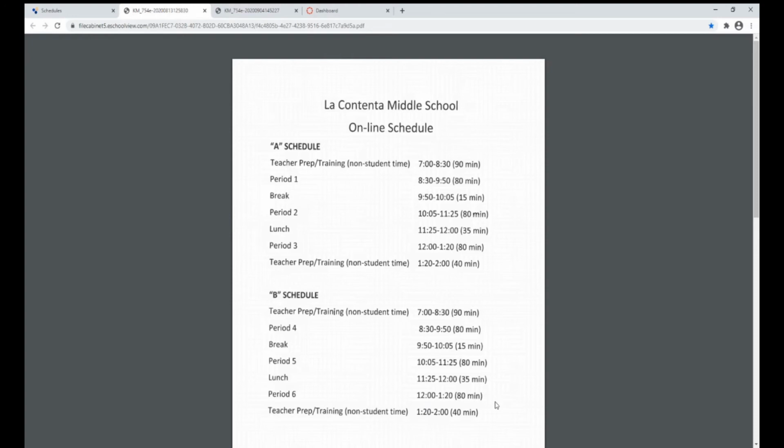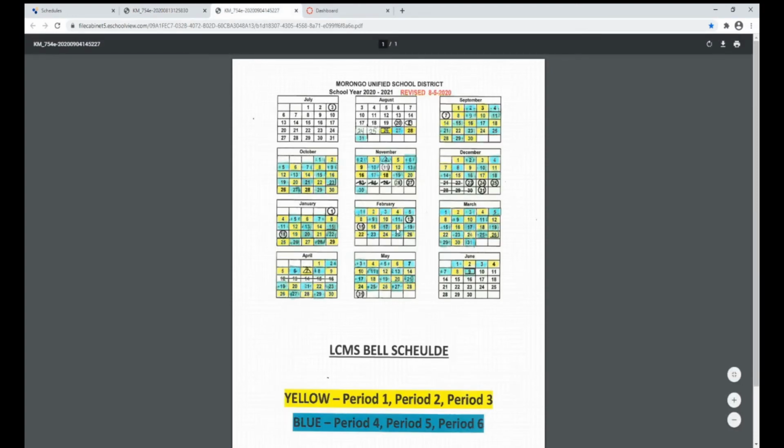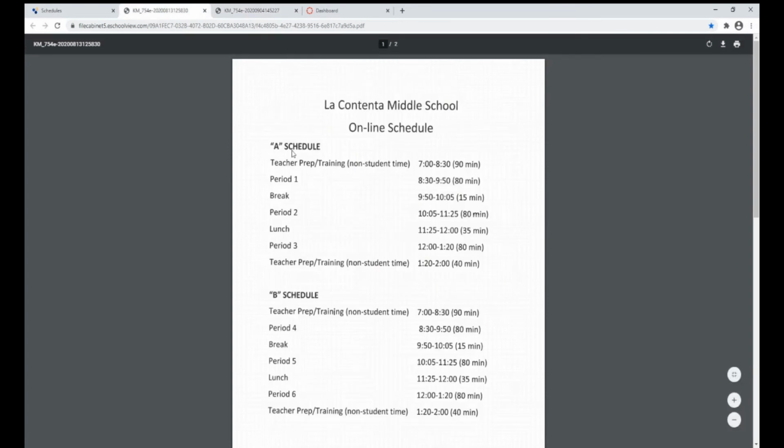The next day, which would have been February 18th in this example, we can pop back over here. You can see that that's a yellow day. So I need a yellow day. I'm supposed to go to first, second, and third period. Okay. And I can pop back over to here and say, okay, that's a yellow day. It's an A day. I'm supposed to go to first, second, and third period at these times.